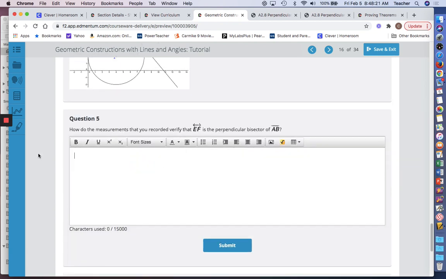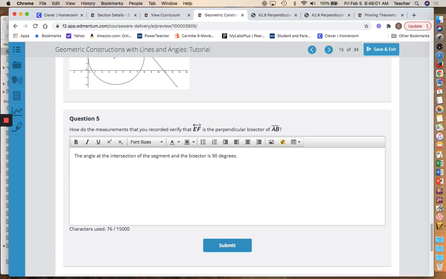All right, question 5. How do the measurements that you recorded verify that EF is a perpendicular bisector of AB? Well, I don't know if you've been listening to what I've been saying, but perpendicular means that the angle at the intersection was going to be 90 degrees. The angle at the intersection of the segment and the bisector is 90 degrees. That is the definition of perpendicular.